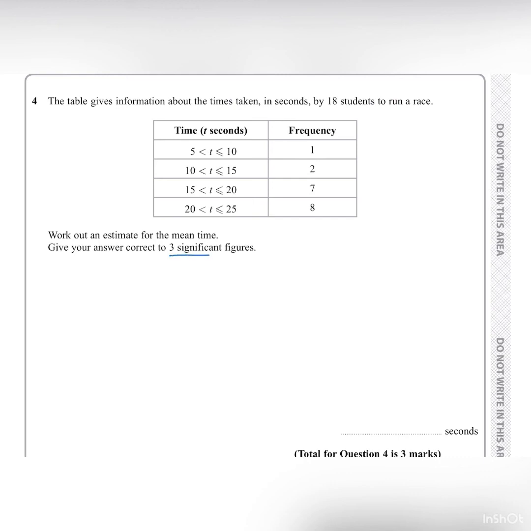So when the data is given in a group, we don't know whether this person took just above 5 seconds or 6 seconds or 10 seconds. So we have to average the time. So we add another column, midpoints. So we take the value halfway. So the midpoint between 5 and 10 is 7.5. If you add them together, 10 plus 5 is 15, and divided by 2, 7.5.